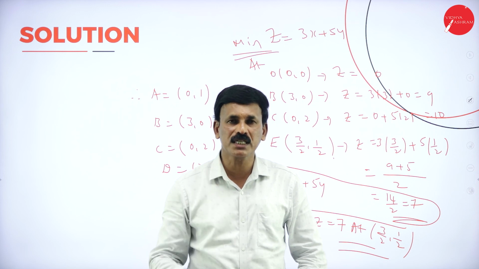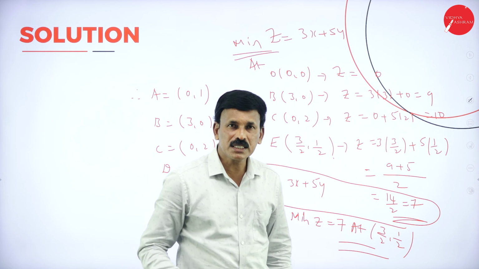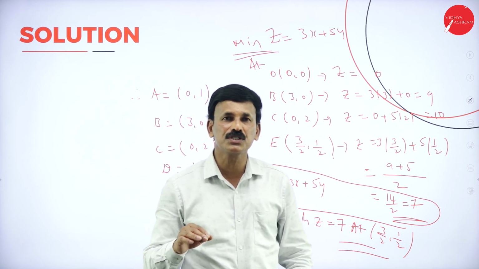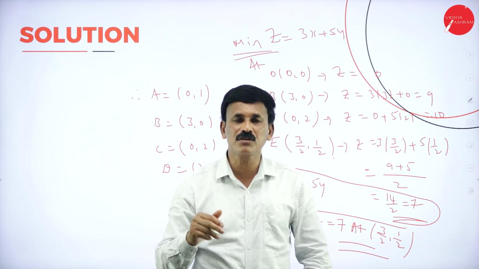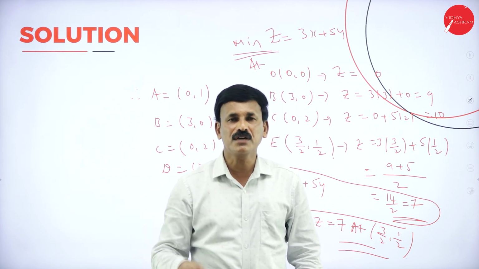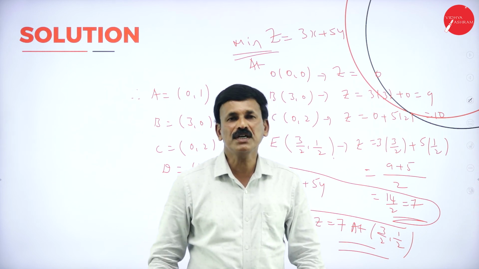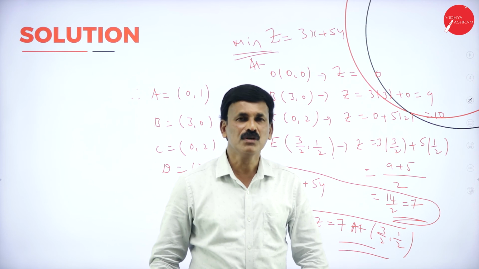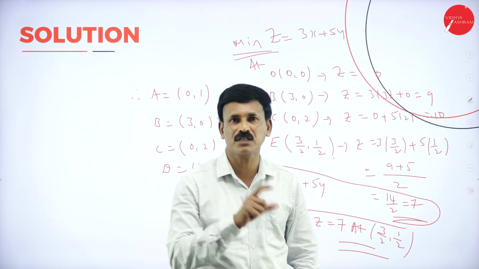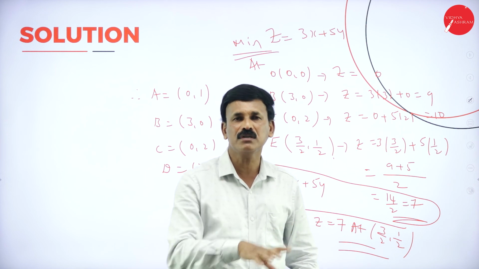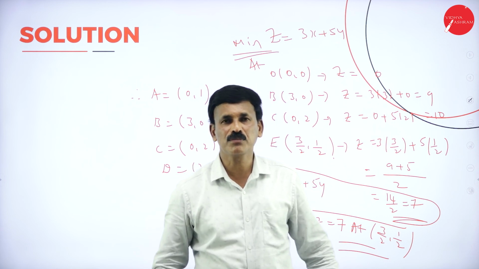Plot those points in a graph sheet and find the feasible region. If it is greater than or equal to, then the feasible region is away from the origin. Less than or equal to means towards the origin. Find out the corner points and substitute in the given equation. Find whether it is maximum or minimum. What is required to find? If it is maximum, find the maximum value at the corner points; if minimum, find the minimum value at the corner points. That's how we are going to solve this linear programming problem graphically.